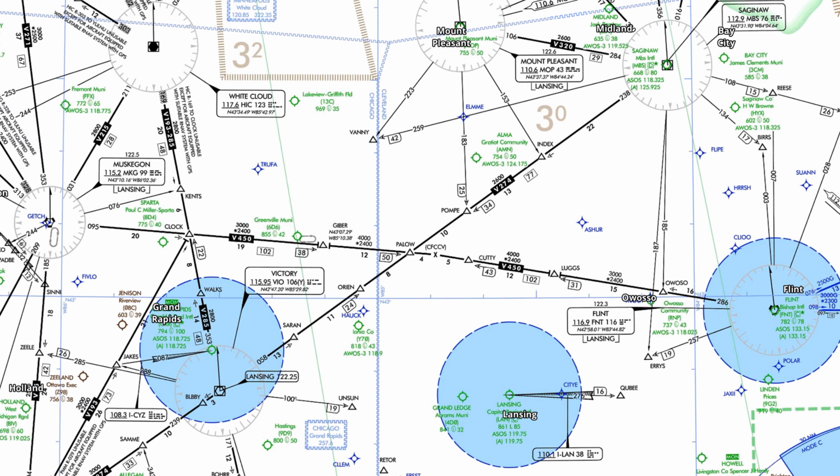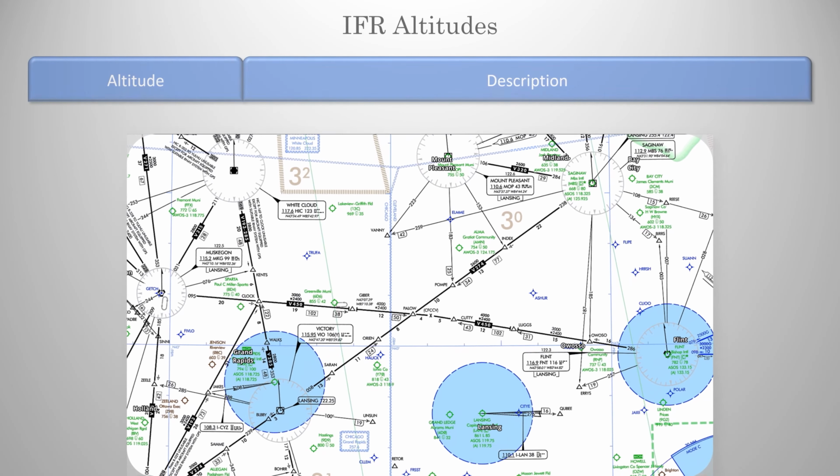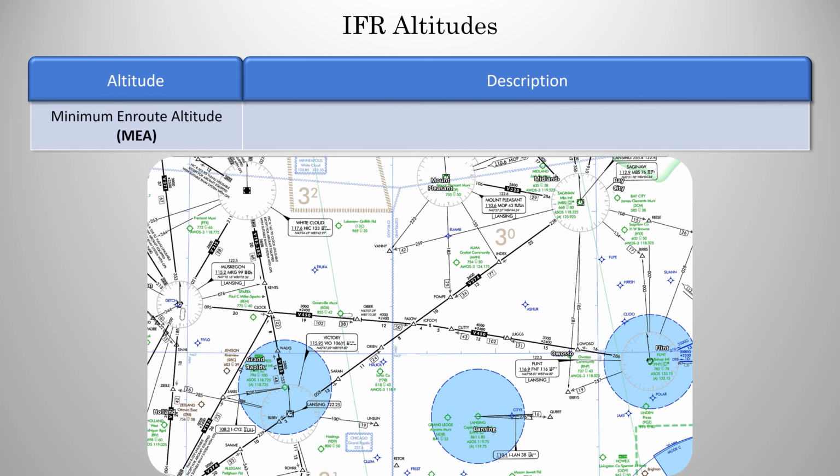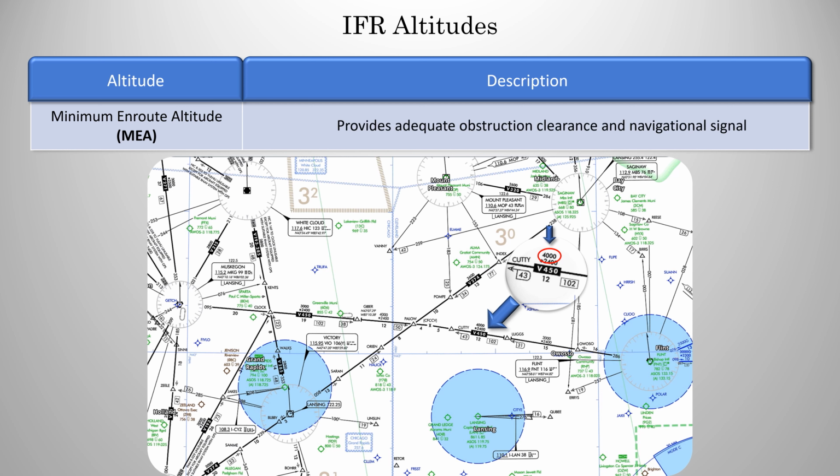Now let's talk about altitudes. Boldmethod has an article explaining these altitudes, which I'll link down in the description, and I'd encourage you to go read that as well. But let's review 6 of my primary ones now. First off, we have minimum en route altitude, or MEA. MEAs are depicted via this number above the airway, and they indicate the altitude which provides adequate obstruction clearance and navigational signal. You'll see MEAs a lot throughout your training.